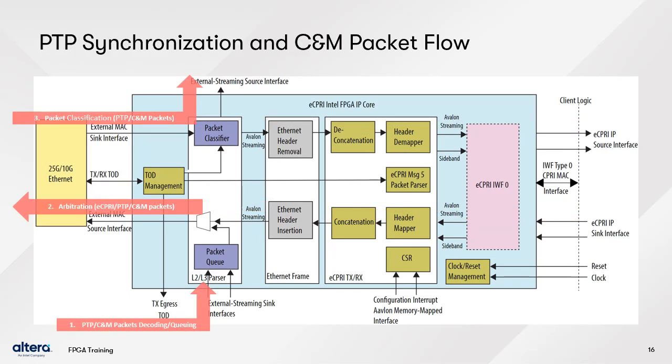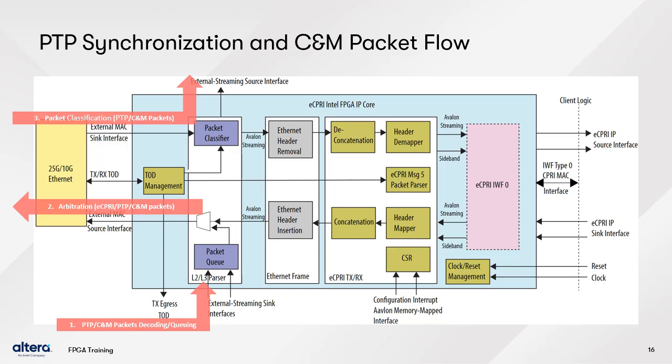This slide highlights the PTP synchronization and C&M, or control and management, flow again using the numbered arrows. 1. The PTP and C&M packet are presented to the IP through the external streaming sync interface. Remember, this is also the interface used for other non-eCPRI message packets. The packet is then presented directly to the packet queue. 2. The IP forwards the packet to the MAC interface for transmission.